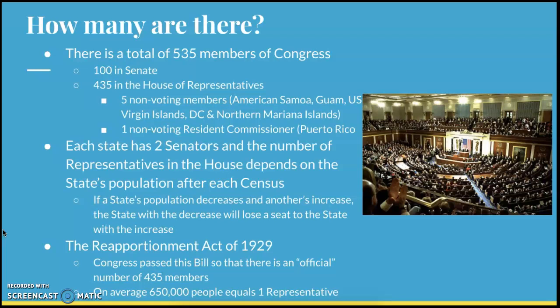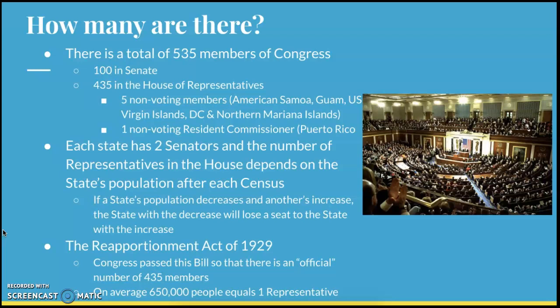Each state has 2 senators, and the number of representatives in the House for each state depends on the state's population after each census. So, for example, if a state's population were to decrease and another increases, the state that loses population may lose a seat in the House, and the other state that had an increase in population will gain a seat.